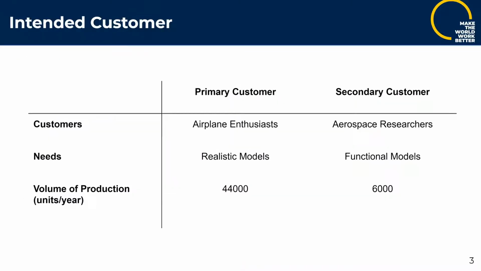On the next slide, we have identified the primary and secondary customers. The primary customers would be airplane enthusiasts, and they would like realistic models that look identical to the actual aircraft themselves. And we expect the production volume to be about 44K per year. For our secondary customers, we think they would be aerospace researchers, and they would need functional models to use for testing in the wind tunnel. And the production volume for them would be about 6K per year.